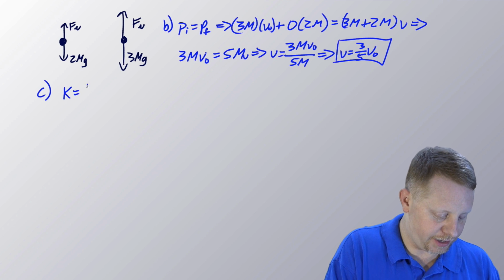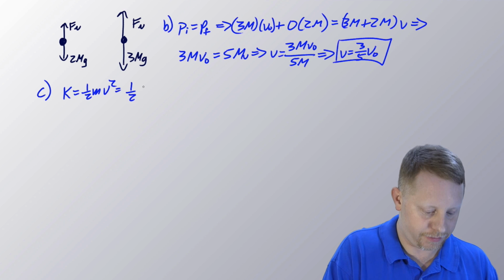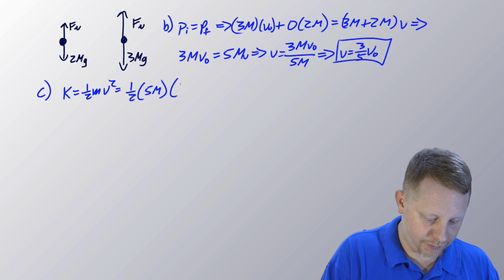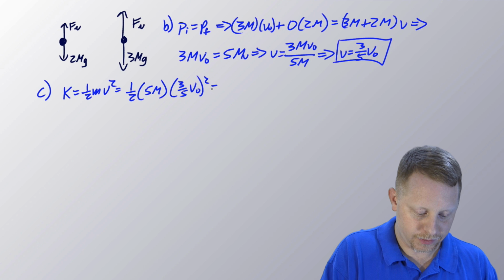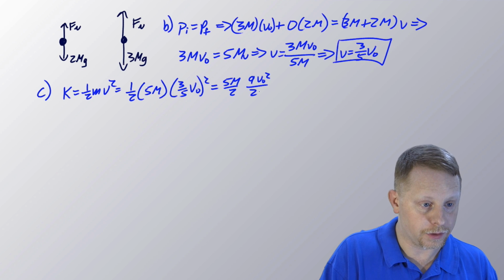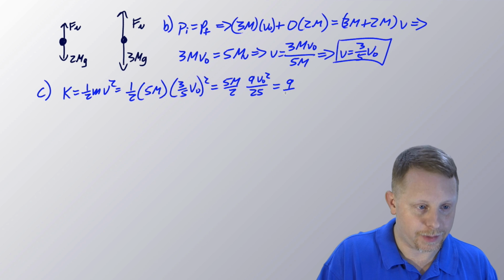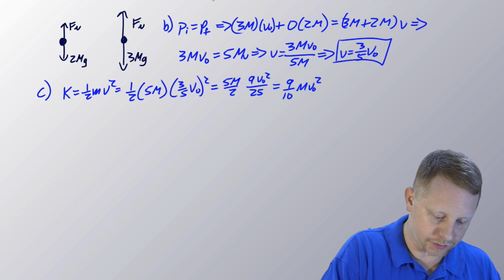The kinetic energy is 1/2 mv squared, which is going to be 1/2 times our mass, 5m when they're stuck together, times their speed, 3/5 v naught, squared, which is going to be 5m over 2 times 9 v naught squared over 25, which looks to me like that's going to work out to be about 9/10 m v naught squared.